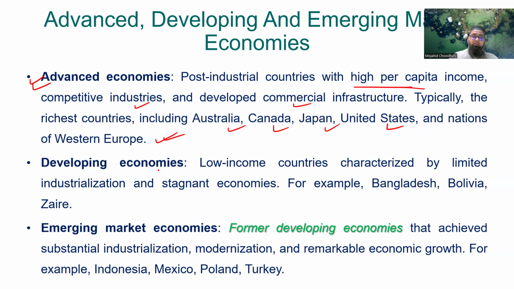Secondly, we are discussing the developing economies. These are low income countries, characterized by limited industrialization, and the economy is stagnant. That means the economy is not that much developing. For example, Bangladesh, Bolivia, Zaire, and these countries are called the developing countries.